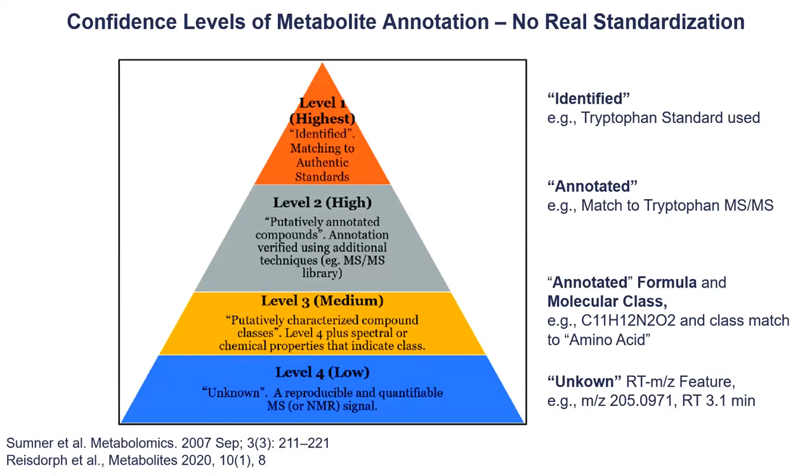And just to note, this is something you need to know if you publish a paper: how should people know your confidence in annotating those compounds? It's always easy to say, oh, I annotated, I don't know, 50% of my sample, but is it really annotated or even identified? Even with identified and annotated, you need to be very careful, because identified is: I know what it is, and annotated is: it might be this, but I'm still not 100% sure.